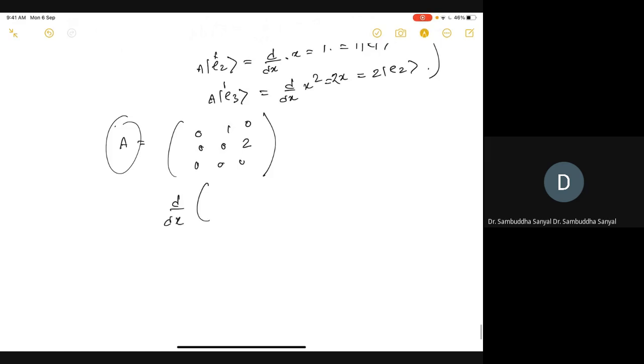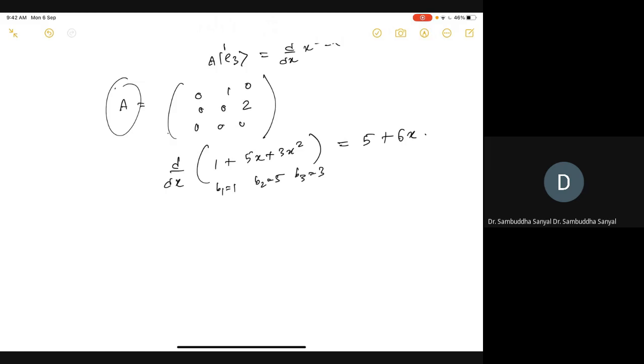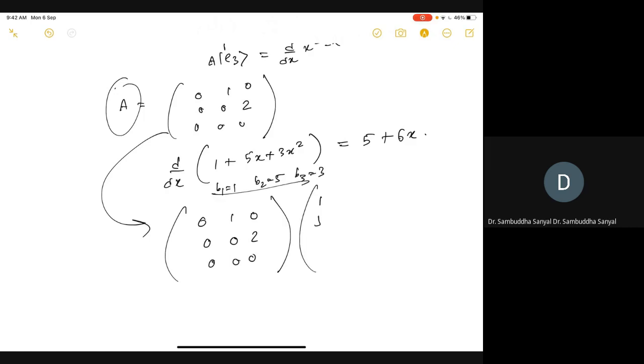So then I want to do some equation. Let's say d/dx of 1 plus 5x plus 3x squared. So b1 is 1, b2 is 5 and b3 is 3. And we know the result is 5 plus 6x. Okay. So now check that this is true. Write A in matrix form, 0, 1, 0; 0, 0, 2; 0, 0, 0. Act it on the vector 1, 5 and 3 and you get 5, 6 and 0. Right? This is what you want. So this is how you represent an arbitrary differential operator in matrix form.